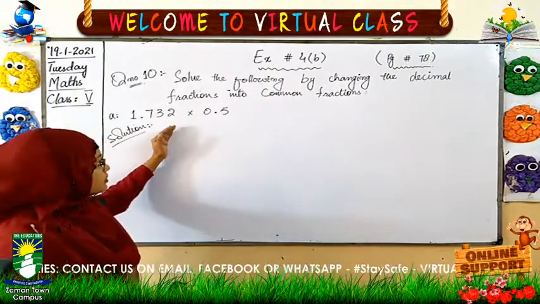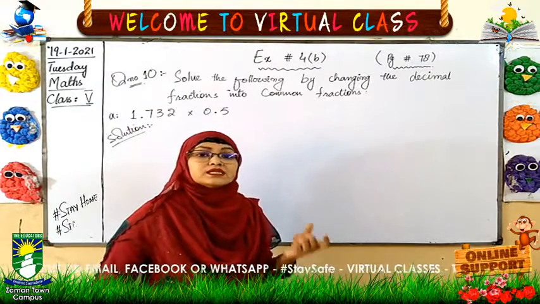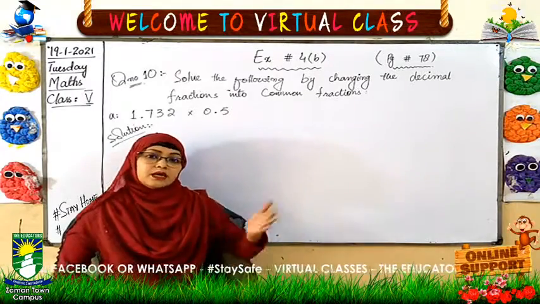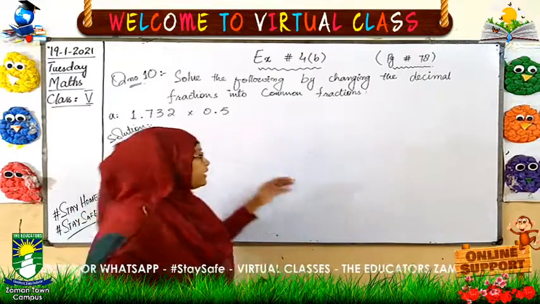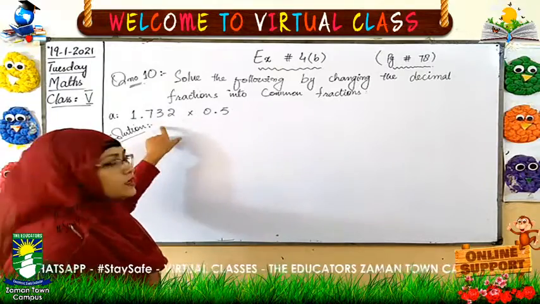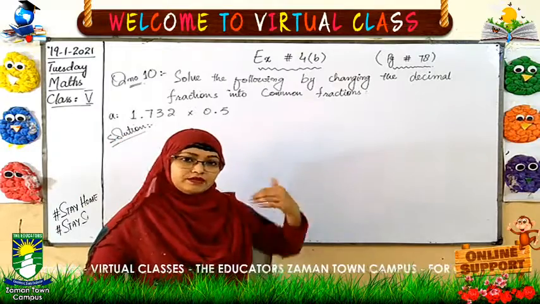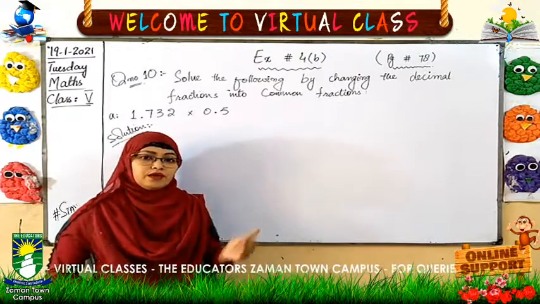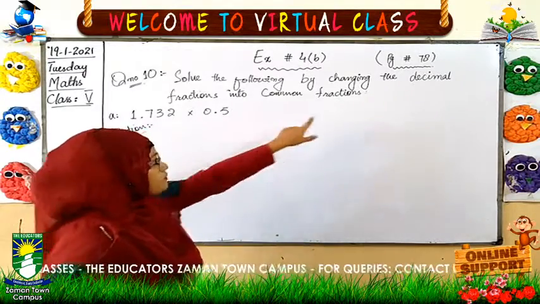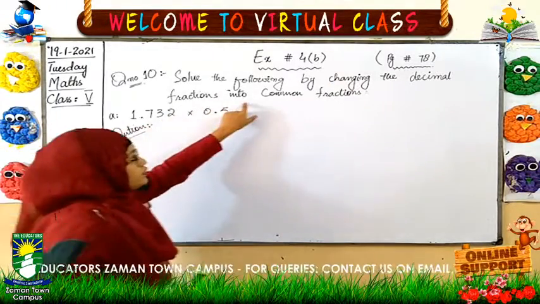First of all, we have to simplify, we have to solve. Solve means we have to see the sign given in the question, whether it is plus, minus, multiply or divide. As we have a multiplication sign here, we have to multiply these two decimal numbers. We will solve the question using multiplication, next by changing the decimal fractions into common fractions.